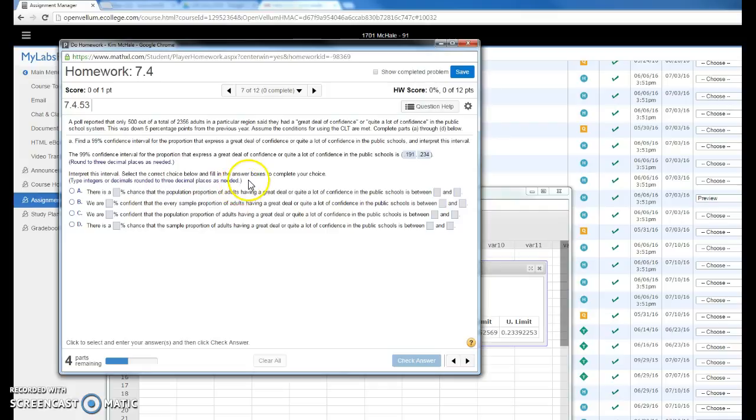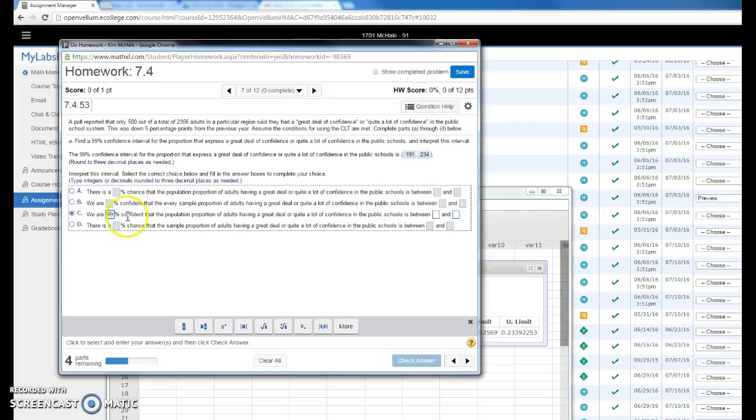To interpret the interval, remember it's based on a sample, it's a guess about the population proportion. And so it's either going to be A or C, that we are 99% confident about the population proportion. It says having a great deal of confidence. We are confident, or there is a 99% chance. We are 99% confident that the population proportion is between 0.191 and 0.234.